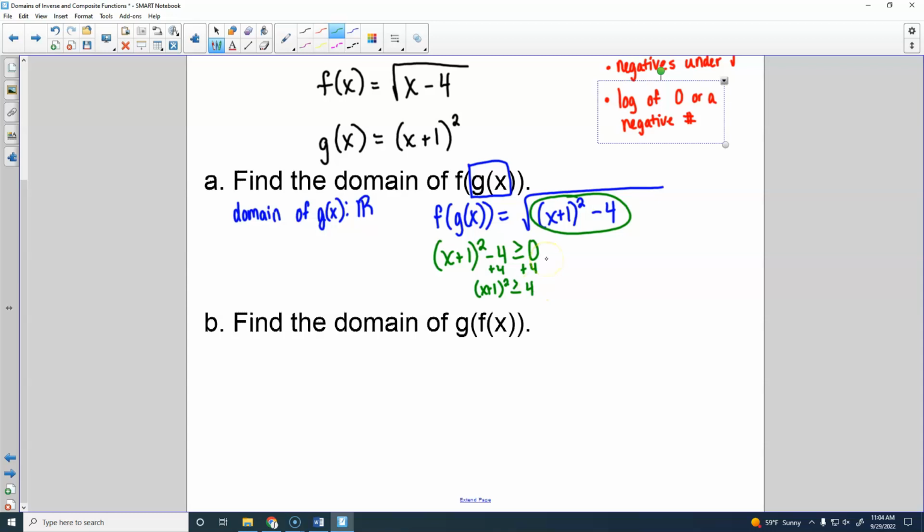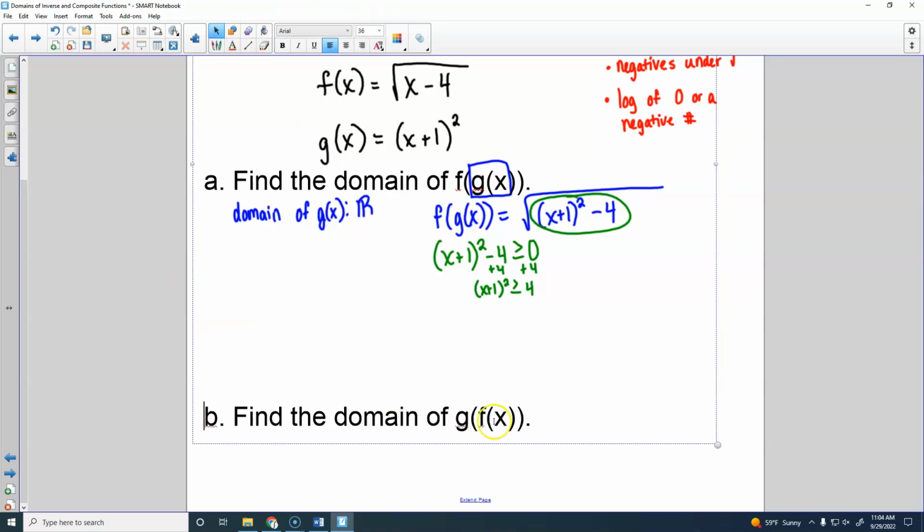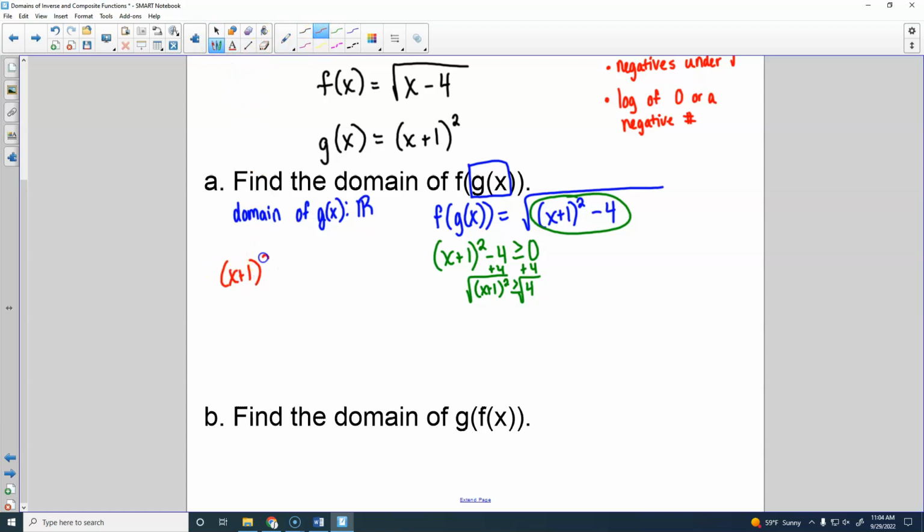Alright, here is where our warm-up comes in. I'm going to move this down and give myself a little more room. Now, what do we need to do to get rid of that square? We need to square root. Square root's the inverse of a square, right? Now, here's the problem. If that was an equal sign, x plus 1 squared equals 4, we would square root both sides. We would get x plus 1 equals 2. And what would we put with that 2? Plus or minus.